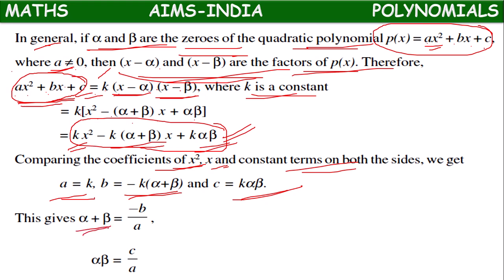Then alpha plus beta equals minus k alpha plus beta by k. So minus b by a. Alpha beta equals c by a. Like this, we get these relations. So this is the proof for the relationship between the zeros of the polynomial and the coefficients of all terms of the polynomial.